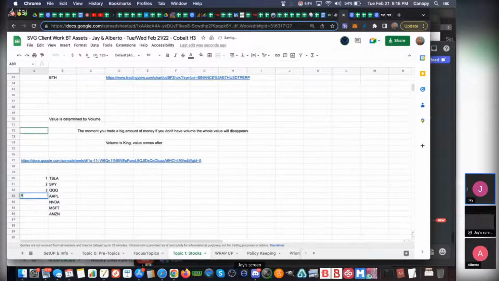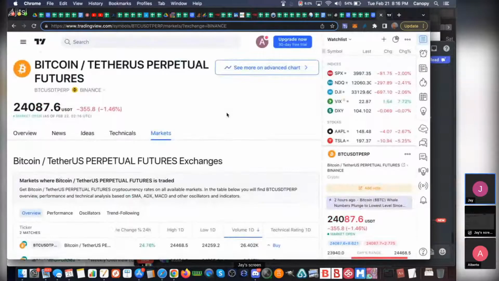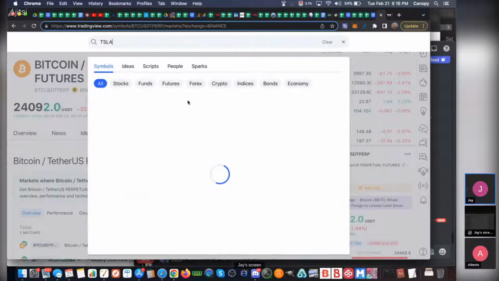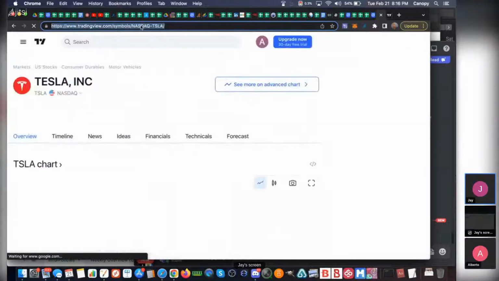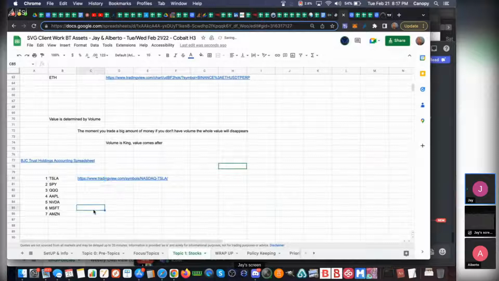So we're dealing with 7 stocks. In my mind, we don't really need the actual link to a complicated chart. For example, for Tesla, I think just the overview is more than enough, because all we need is the chart itself. I'm in the notes right now, line 80. I would just link the overview.